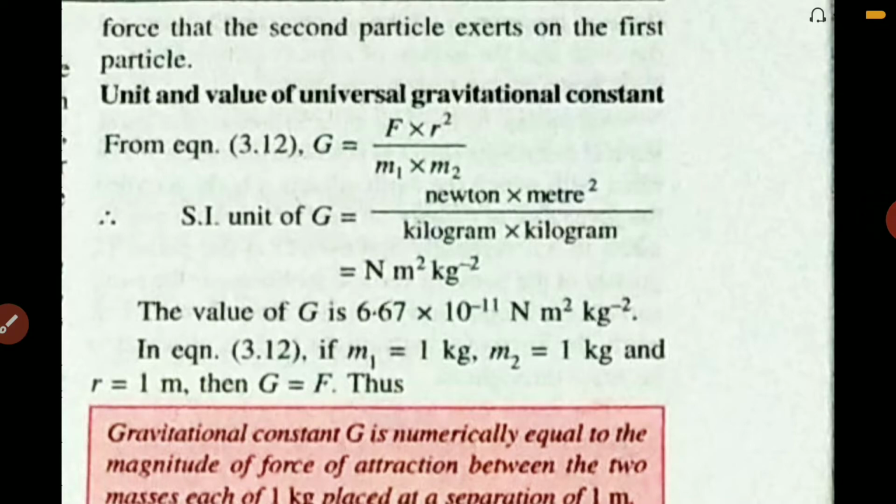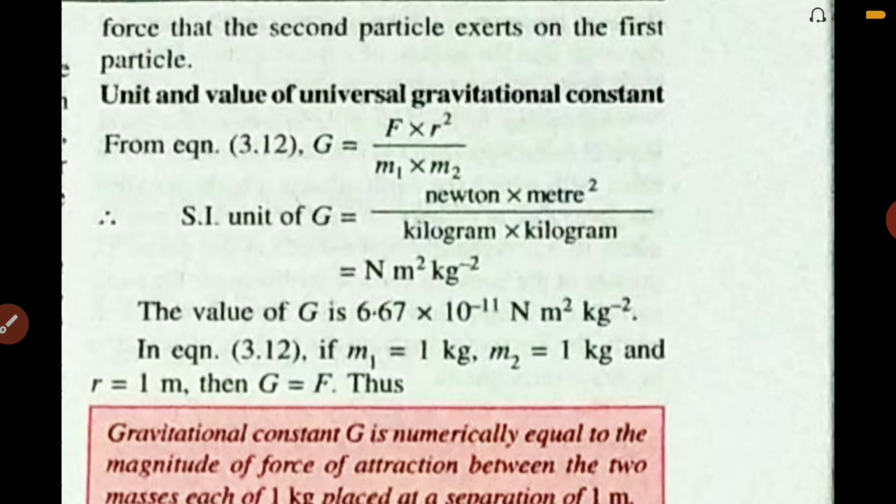Unit and value of the universal gravitational constant. Here we are trying to find the unit of capital G, and we are trying to find the value of this capital G. How much should it be numerically equal to? What should be the number representing this capital G? Because it is a constant, and constant means it should be a number.